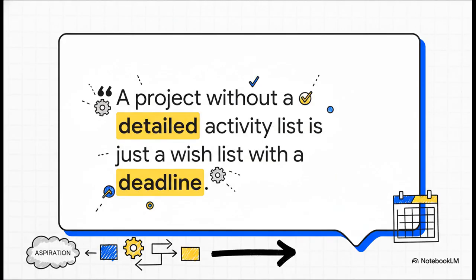This quote absolutely nails it. Without this level of detail, your project plan isn't a plan at all. It's just a wish list with a date stamped on it. The define activities process is what provides the crucial bridge between just hoping for an outcome and actually executing a plan to achieve it. It's what makes it real.